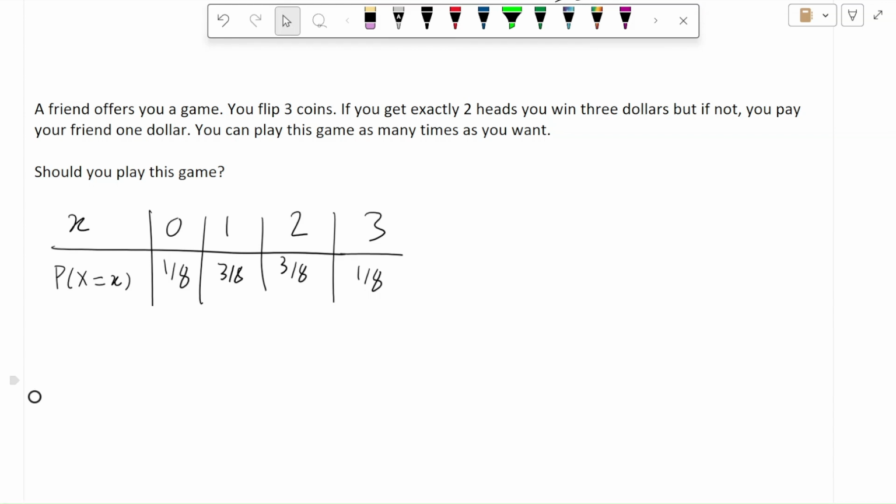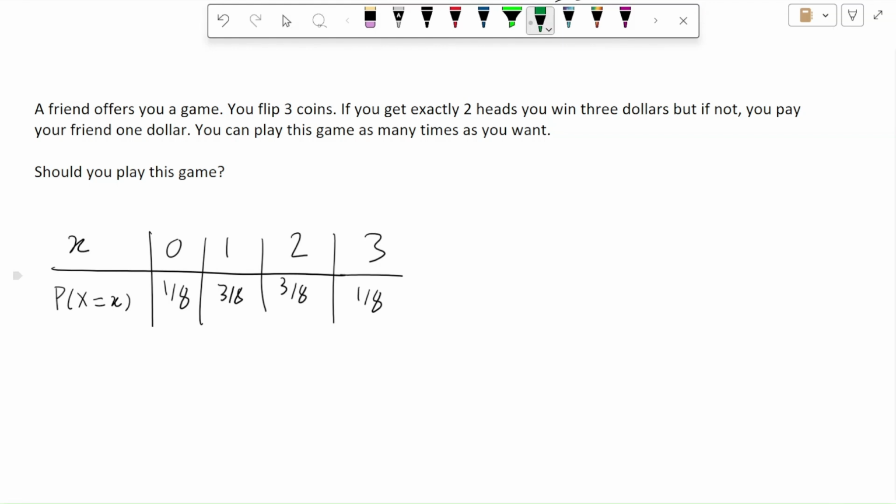So the friend gets you to flip 3 coins, and if you get 2 heads, you win $3, but if not, you pay your friend $1. So last video, we sort of made this PDF of flipping 3 coins. I would encourage you to see if you can replicate that, but just as a reminder, we did a tree diagram and got all the probabilities.